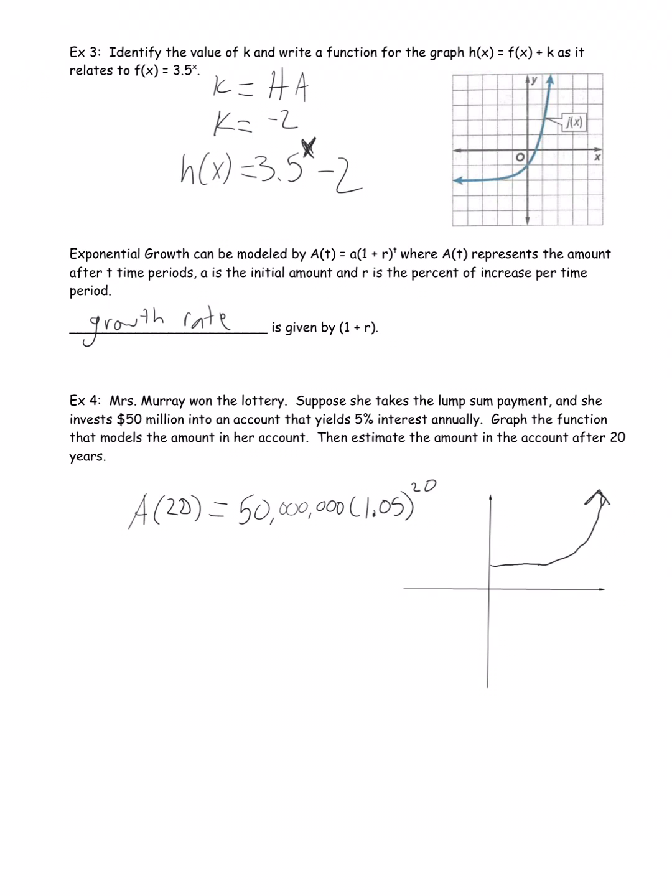50 million, parentheses, 1.05, close the parentheses, raise it to the 20th power, and press equals. And you'll see that Mrs. Murray now has, after 20 years, not $50 million, but $132,664,885.30.